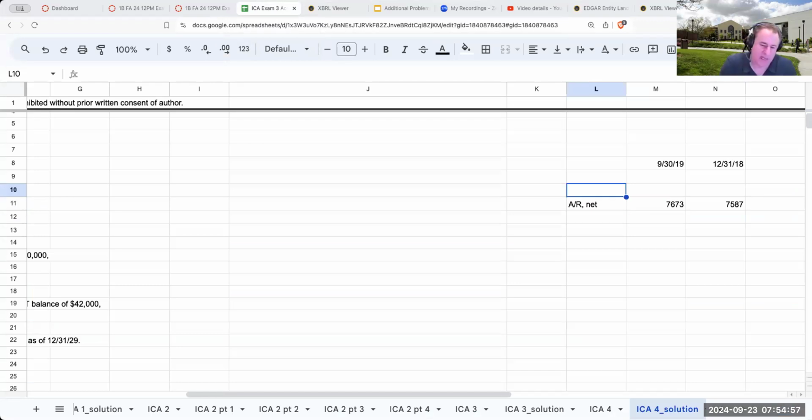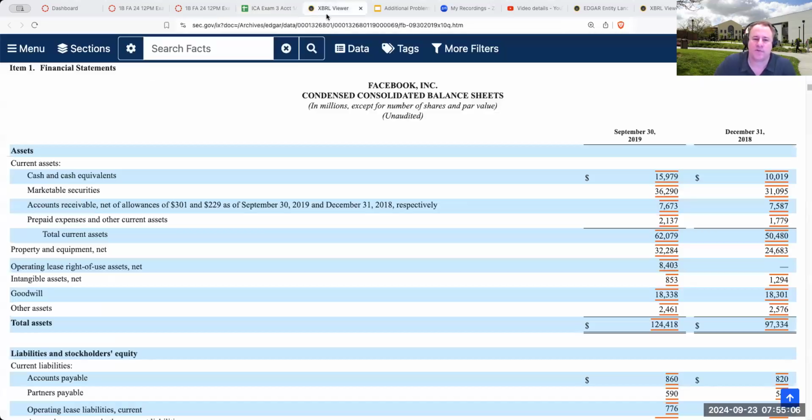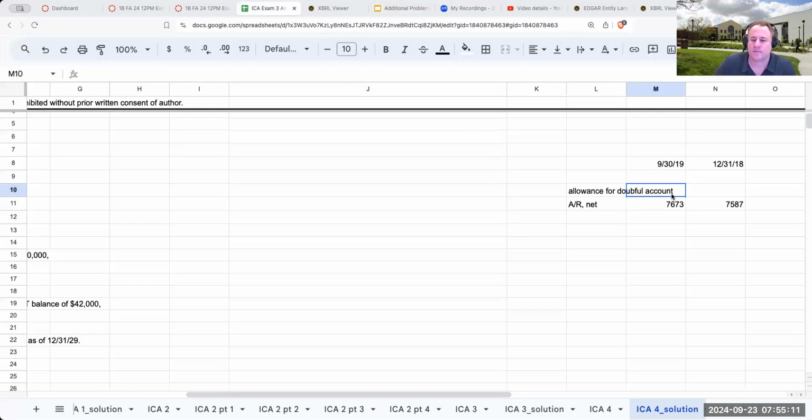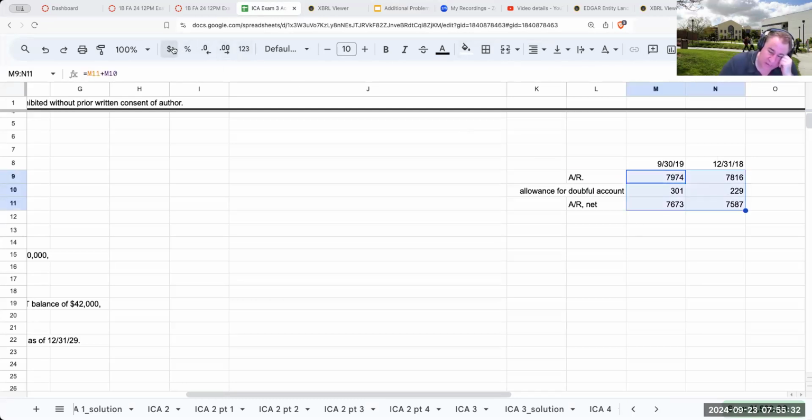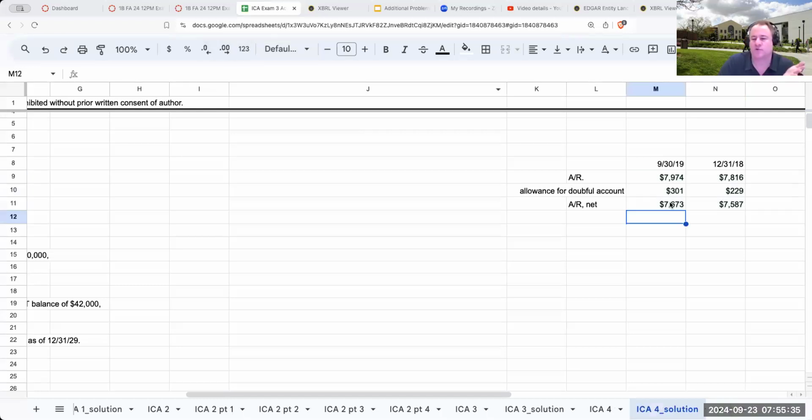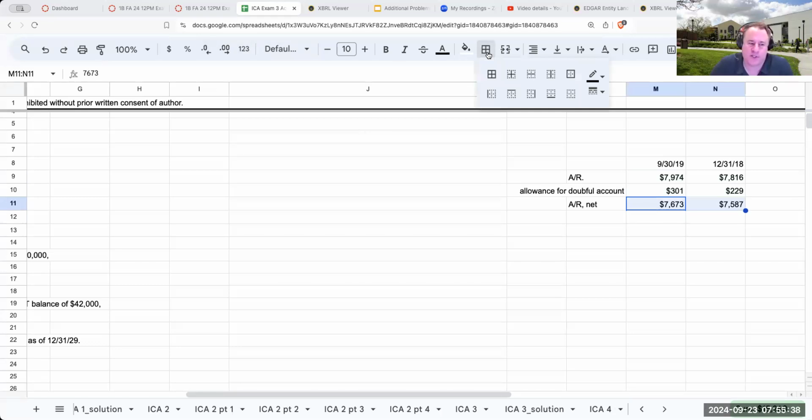Now, to get to that, we have an allowance for doubtful accounts, and our allowance for doubtful accounts was 301 and 229. So that means the accounts receivable prior to any adjustments would be 7.9 billion, less the allowance, which gets me to my accounts receivable, net on our balance sheet.